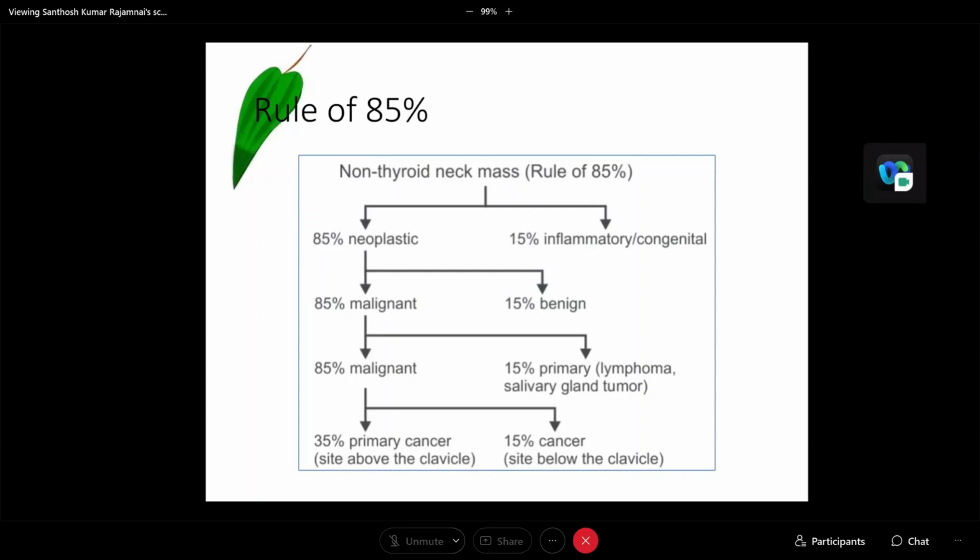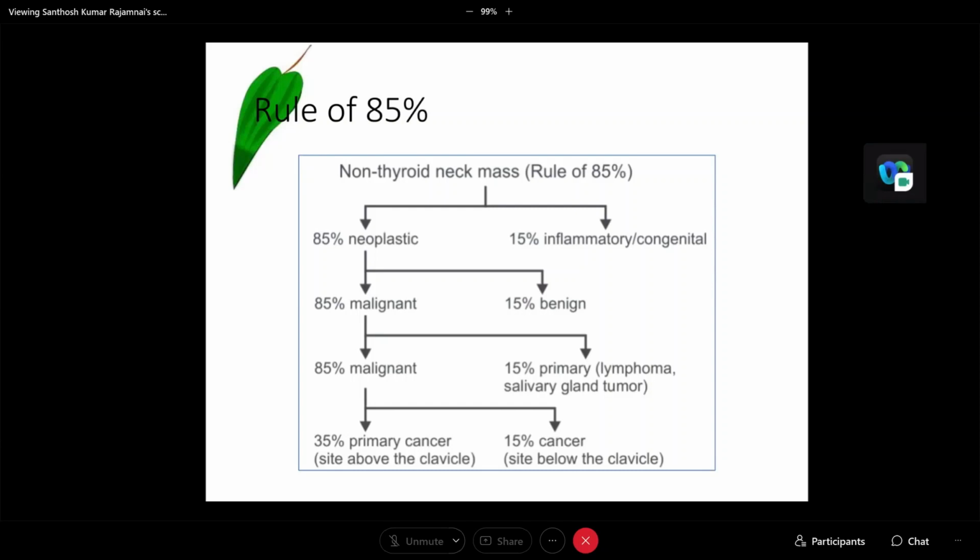There's an interesting rule when it comes to differential diagnosis of the neck swelling, and the rule is called the rule of 85. What is this rule of 85? When you have a non-thyroid neck swelling, then 85% of the swelling is neoplastic and 15% is congenital or inflammatory. And in that neoplastic, 85% are malignant. So look at it, most of the time you are looking at only malignant swelling of the lymph nodes.